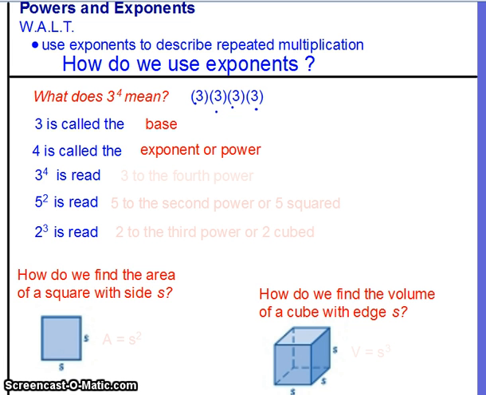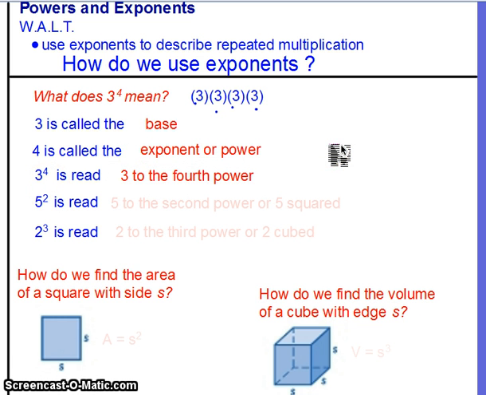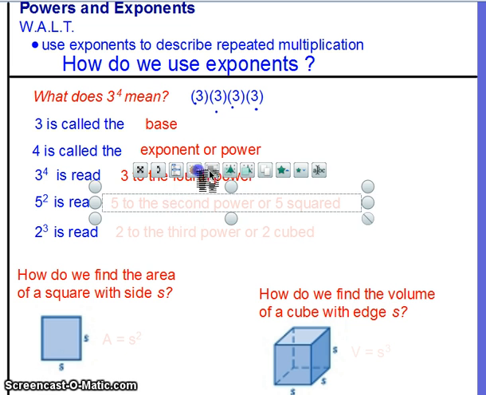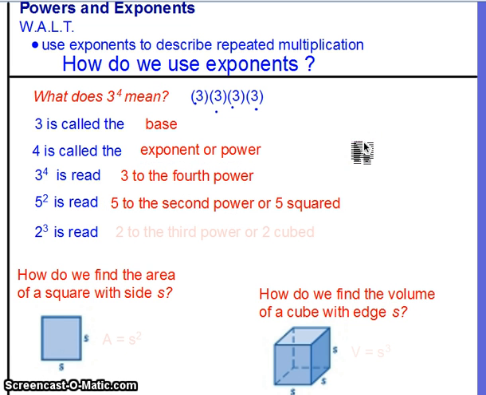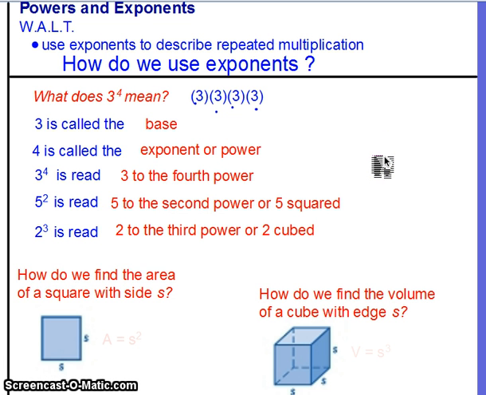So when we have something like this where it says 3 to the 4th, we read that as 3 to the 4th power, with 3 as the base and 4 as the exponent. 5 with a 2 as the exponent is read as 5 to the 2nd, or you probably remember something like 5 squared. 2 to the 3rd is read just like that, 2 to the 3rd power, or 2 cubed.